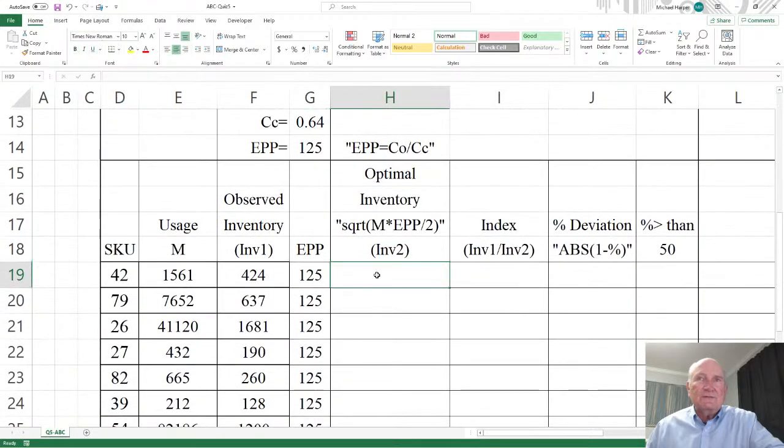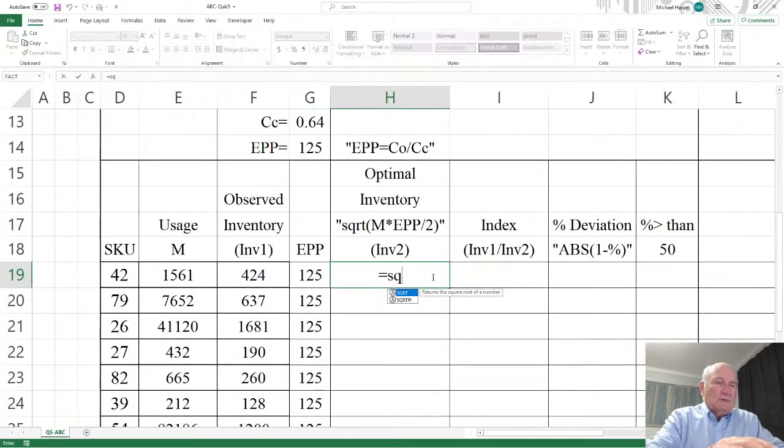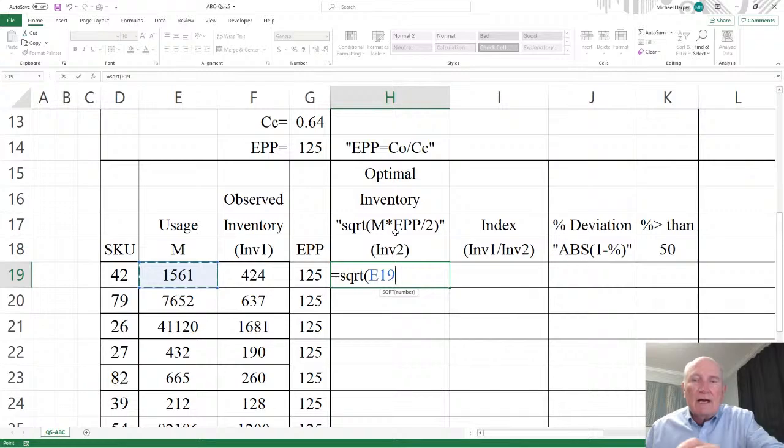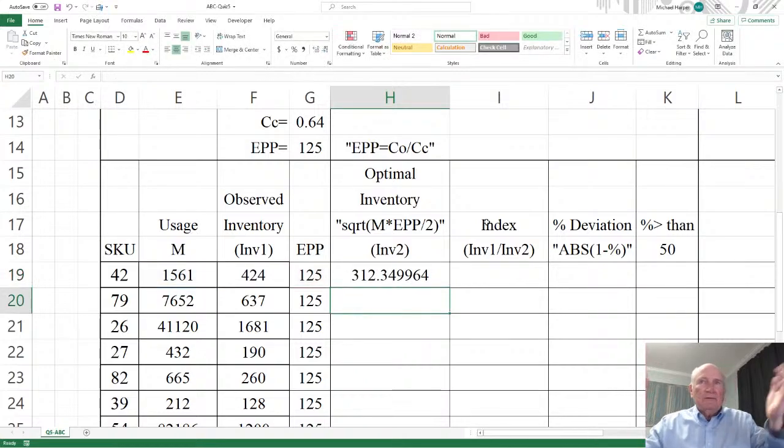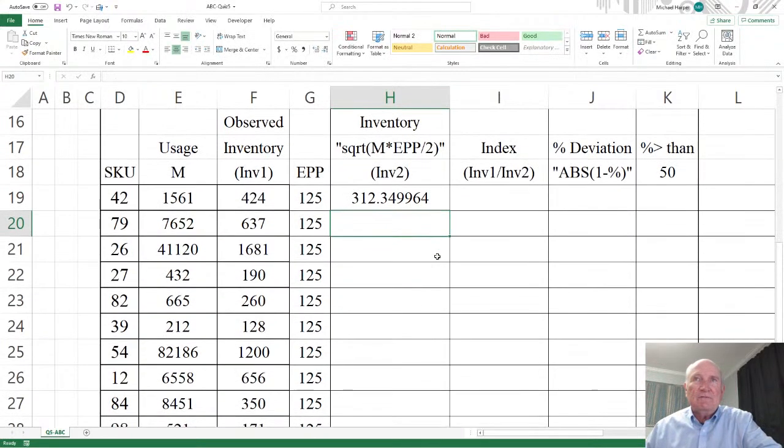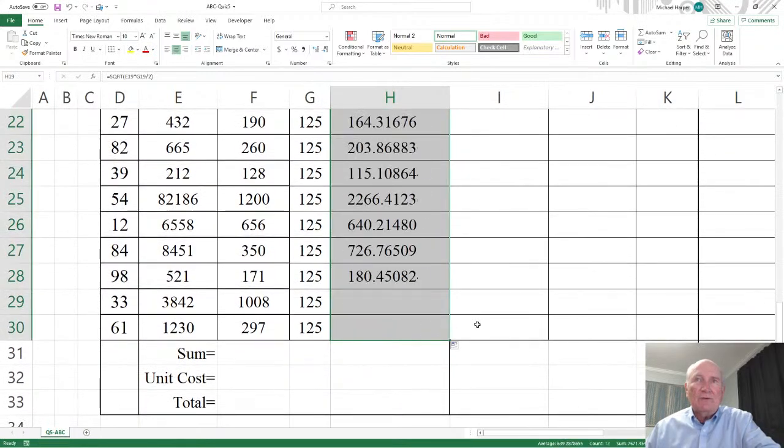I bring this equation down, this equation right here, and let's just calculate it. It equals the square root of M times EPP, 125, divided by 2. And there's your optimal inventory based on the usage and EPP. Let me copy that down. And there we go.